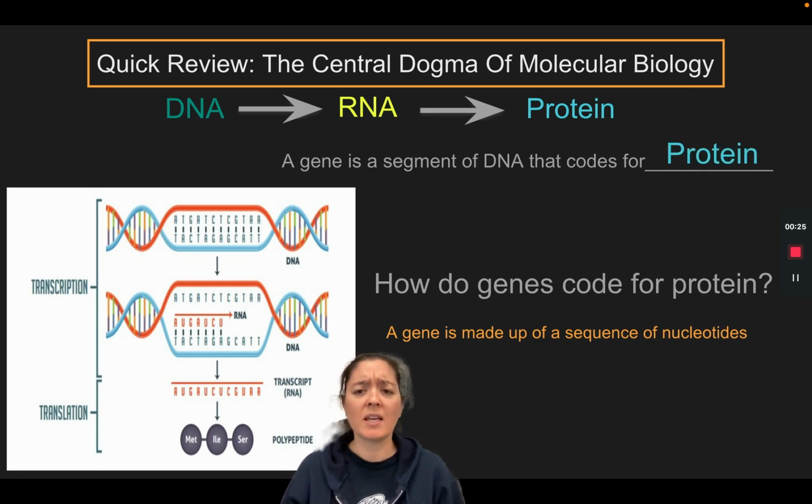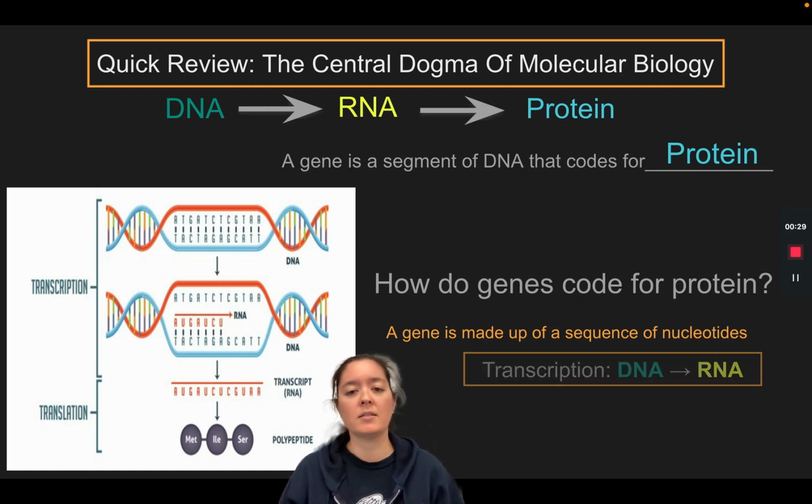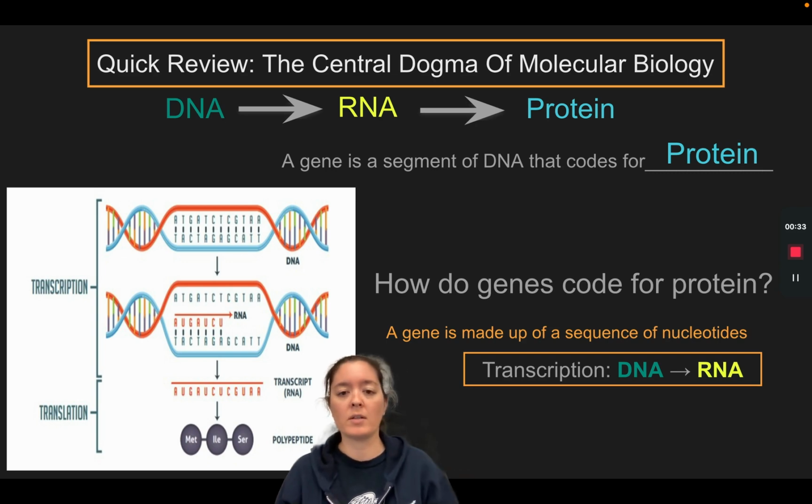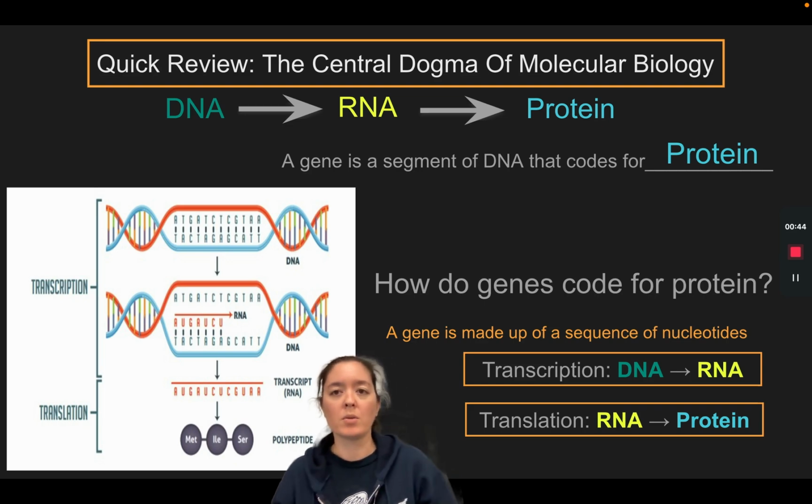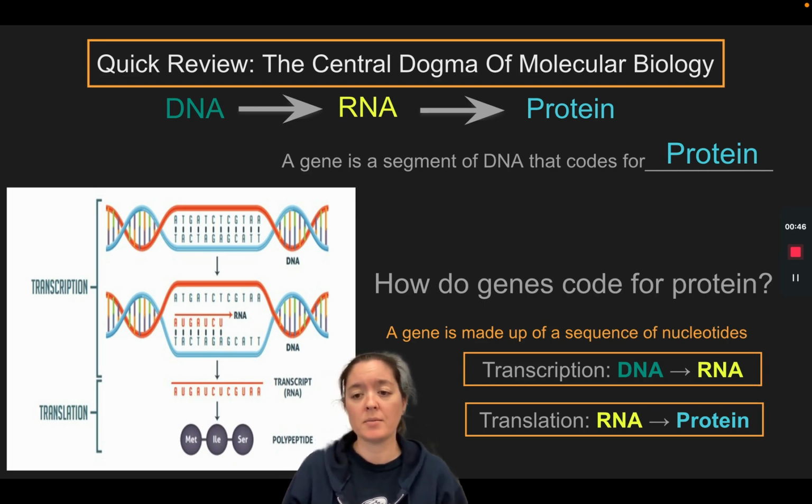So how do genes get the code for a protein? Well, that series of nucleotides. The transcription process from DNA into mRNA. Then that mRNA is going into a ribosome. It is working with the tRNA as well to create the protein, or a chain of amino acids.